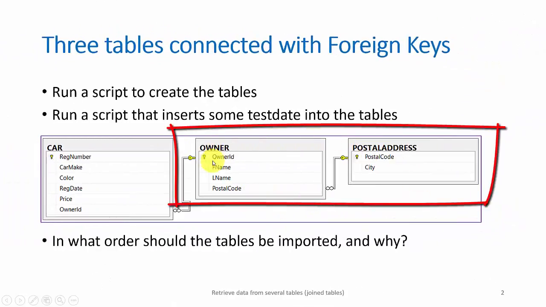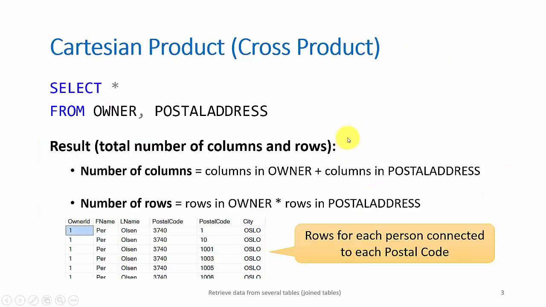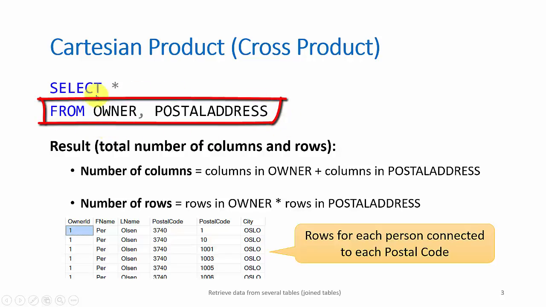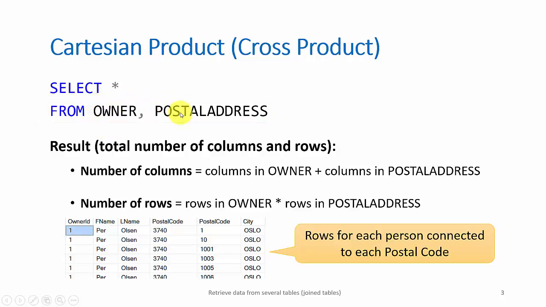We want to retrieve data from these 2 tables. I write select star, which means that we will have to return all the columns. And then in the from part I specify both the tables, owner and postal address. The result will be all the columns in the first table added to all the columns in the second table. So we will have a total of 6 columns where postal code is listed twice.